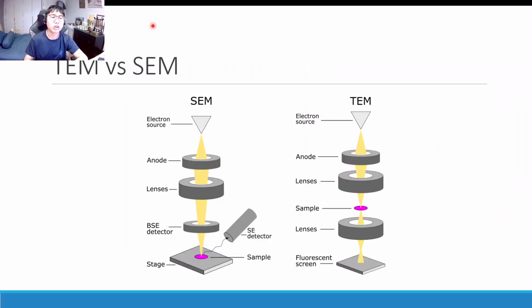So before I talk about TEM, I would like to first talk about the contrasts and differences between SEM and TEM. While SEM involves scanning an electron beam on the sample surface and detecting the electrons reflected off the surface of the sample, both secondary electrons and backscattered electrons, TEM, in contrast, passes the electron beam through the sample and uses the transmitted electron beam to form your resultant image. Okay.